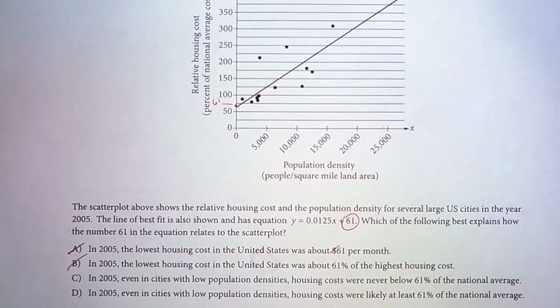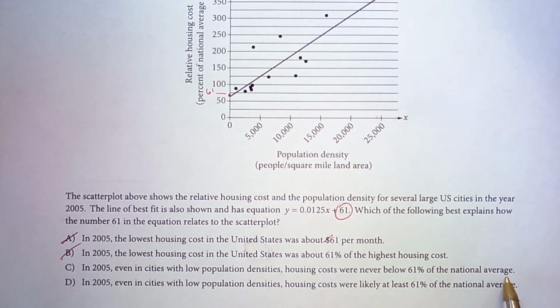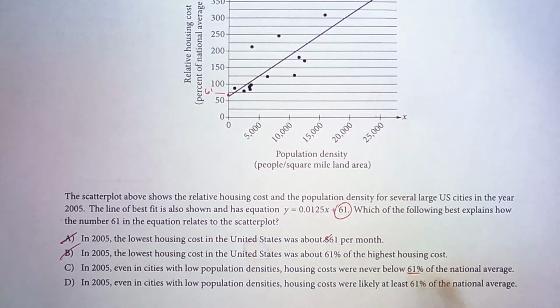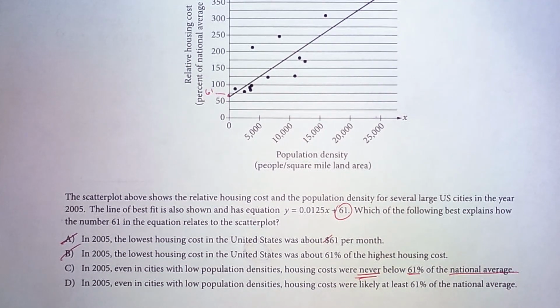So B is out. For C, even cities with a low population density, their housing costs were never below 61% of the national average. So here we have 61% of the national average. But what I don't like here is it says the housing costs were never below the national average. We can't really assert an absolute like never. So I'm going to say probably not C.